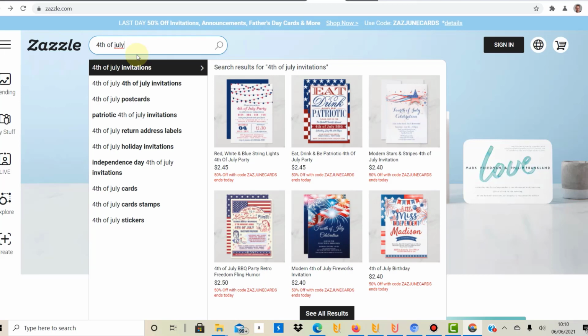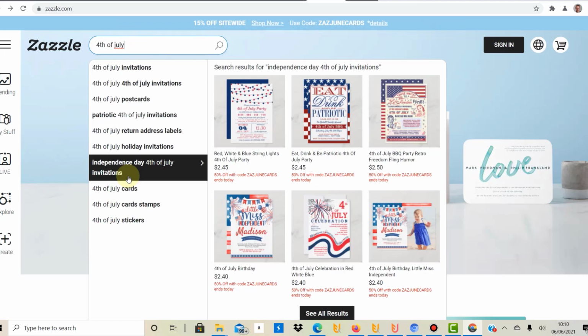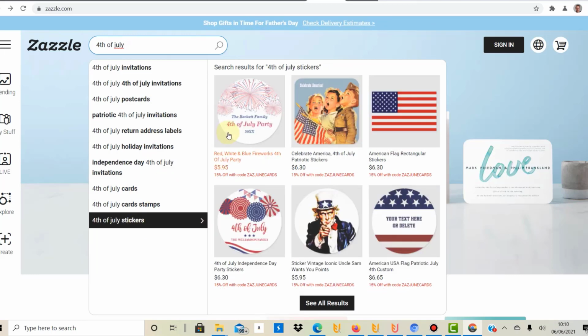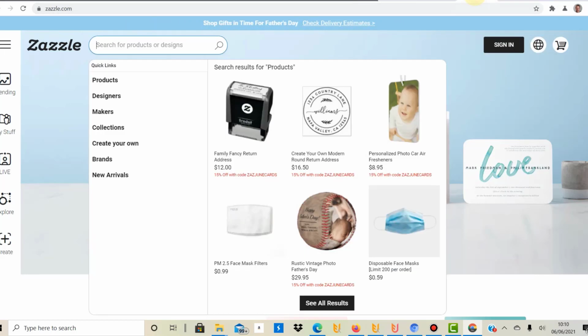Not so much on t-shirts, it seems, but I would still put it on t-shirts because t-shirts are definitely one of the best selling products. But you can certainly tell that on Zazzle, a lot of the 4th of July designs are selling on postcards and stickers. And that reflects my experience as well, where on no other website have I sold more postcards than on Zazzle.